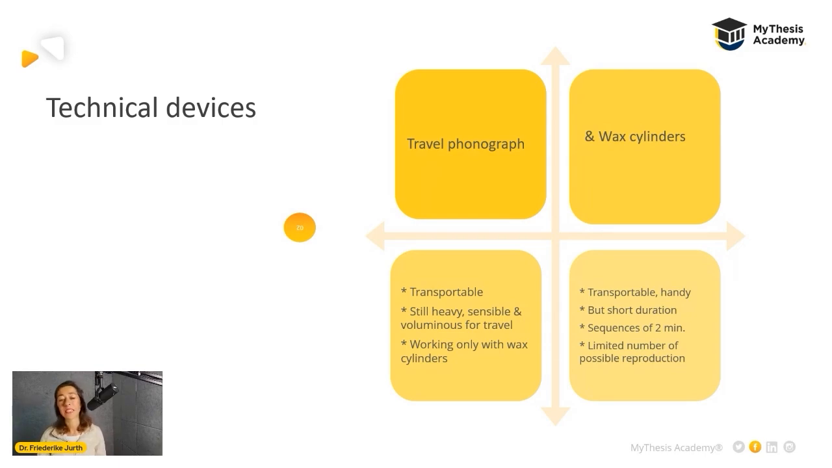So imagine that with a wax cylinder, you only could record sequences of about 2 minutes, and they had a limited number of possible reproductions. This was another weak point, because imagine that you come home with the wax cylinders, and then after a number of times that you reproduced the sound, they didn't work anymore, caused by the material.